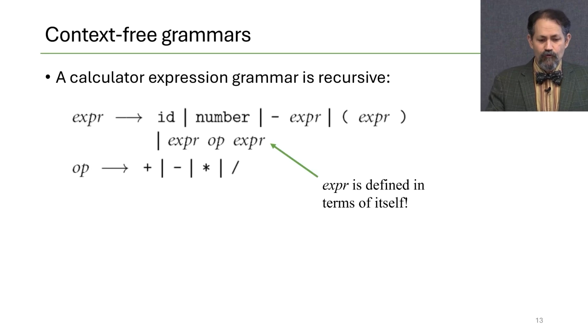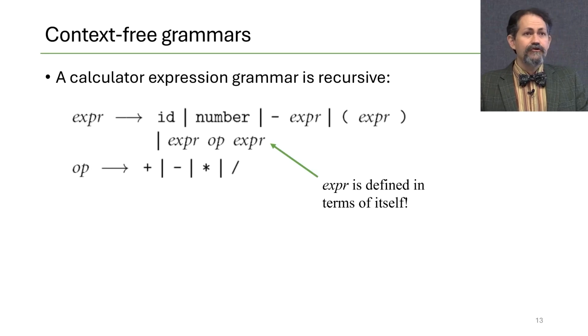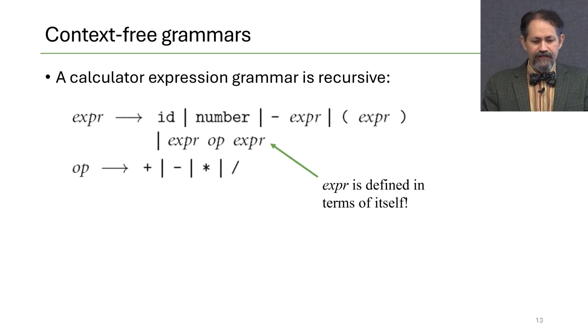So here is a grammar for a calculator expression, and you can see that it's recursive. So an expression for our calculator can be, first of all, an identifier like x or y. It can be a number like 3 or 4 or 5.6. It can be a negative number or a negation of an expression, so minus expr. It could be a parenthesized expression, and it could also be expr op expr, right?